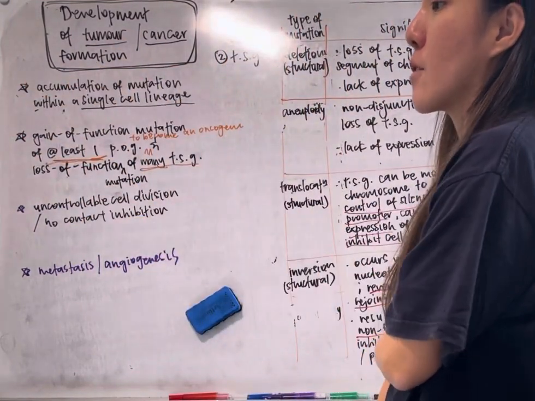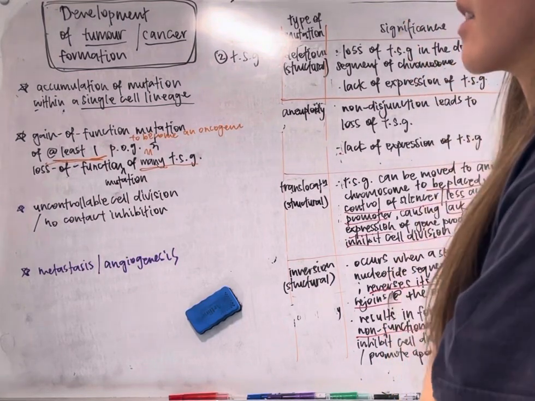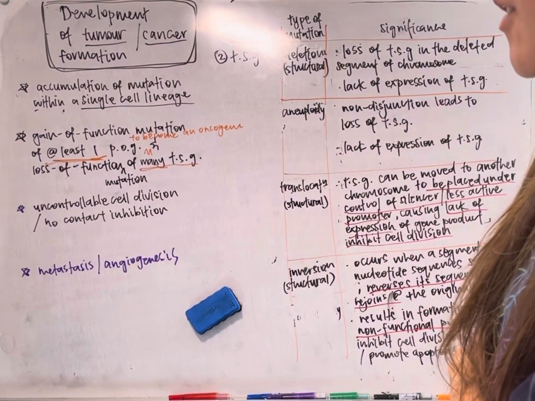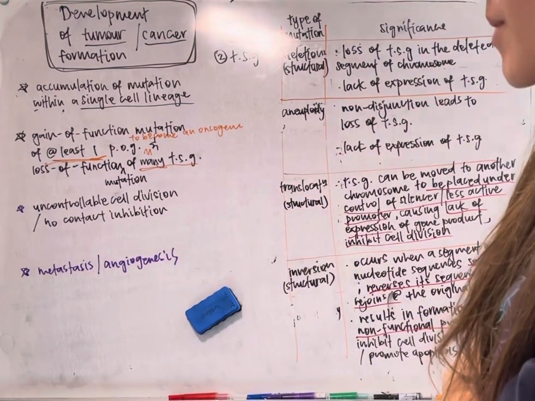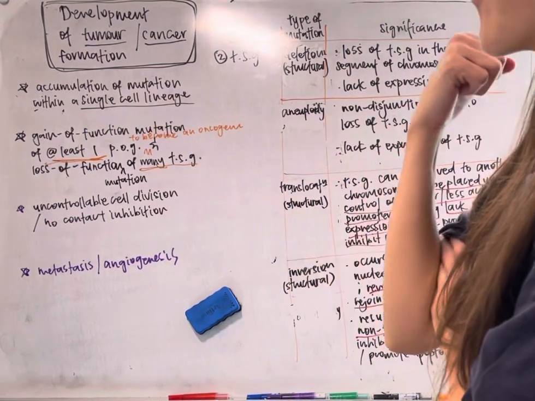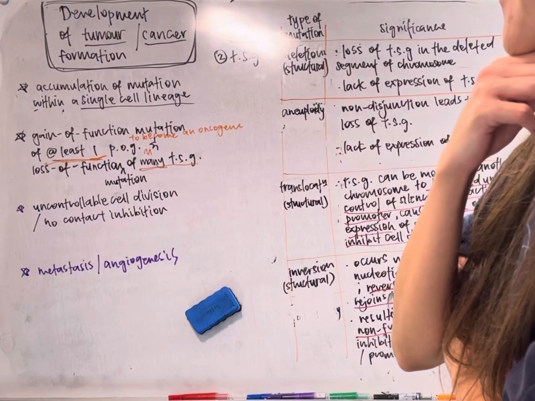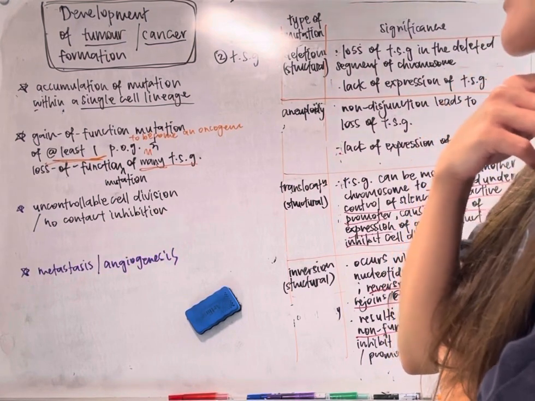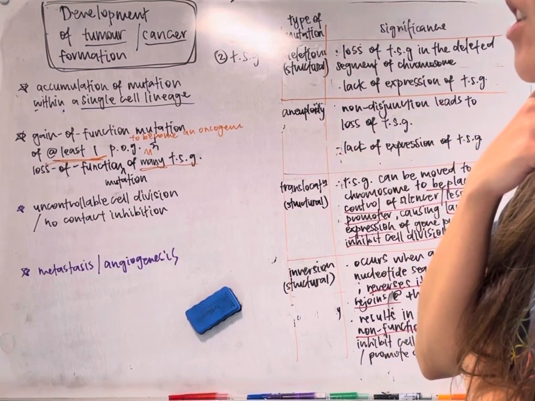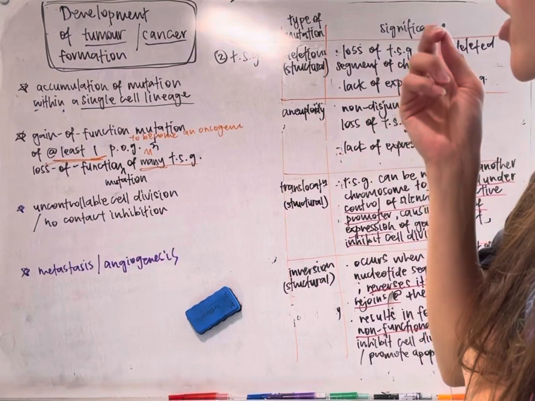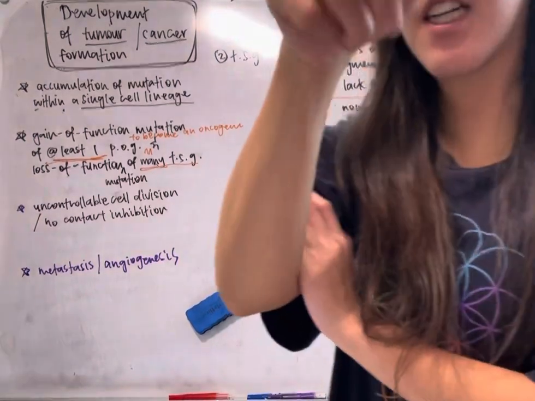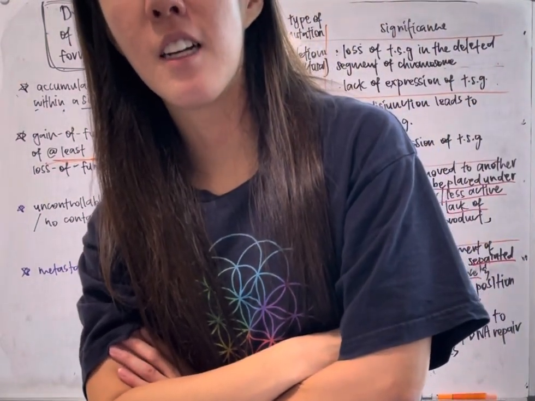Next one, can you tell me another difference between cancer cells and stem cells? Cancer cells have uncontrollable cell division, while normal stem cells have controllable cell division. Why? Why can normal stem cells have controllable cell division? Due to the presence of checkpoints and functional tumor suppressors. Yes. Okay.